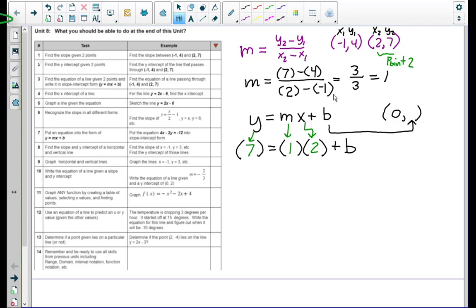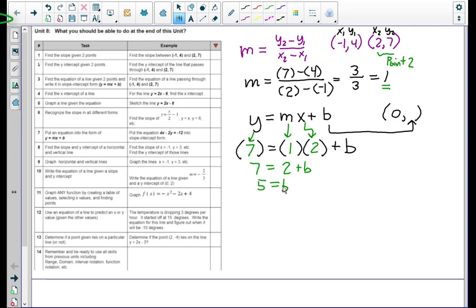Okay, so we plugged in the 3 things we know. The m is the slope we found earlier. The x and y from one of the points, doesn't matter which one. And then we're going to solve for b. So 7 equals 1 times 2 plus b. And finally subtract 2 from both sides, so b equals 5.